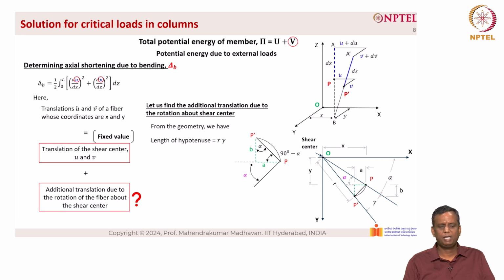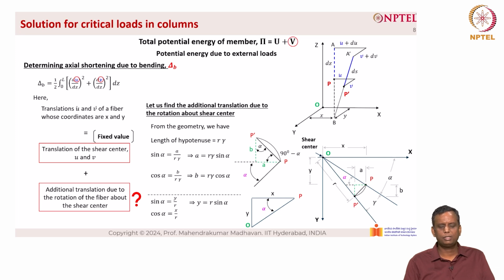From geometry, we have the length of the hypotenuse equal to r gamma from the figure on the right hand side. Sin alpha equal to A by r gamma, which means that A equal to r gamma into sin alpha. Similarly, cos alpha equal to B by r gamma, which means that B equal to r gamma into cos alpha. Now, from the figure, we can also deduce that sin alpha equal to y by r, which implies y equal to r into sin alpha, and cos alpha equal to x by r, which implies x equal to r cos alpha.